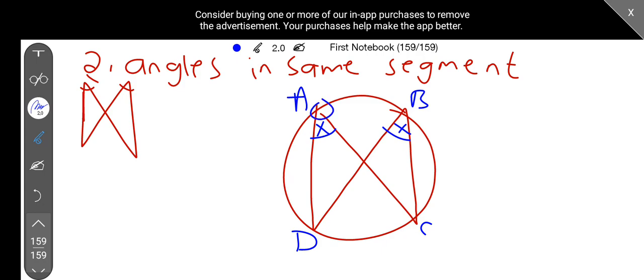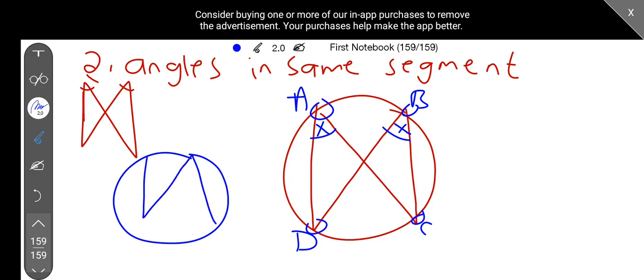But be careful if they are touching a circle. So if they give you something like this, even though they never have before, they won't. So if they give you something like this, okay, how do I draw this?